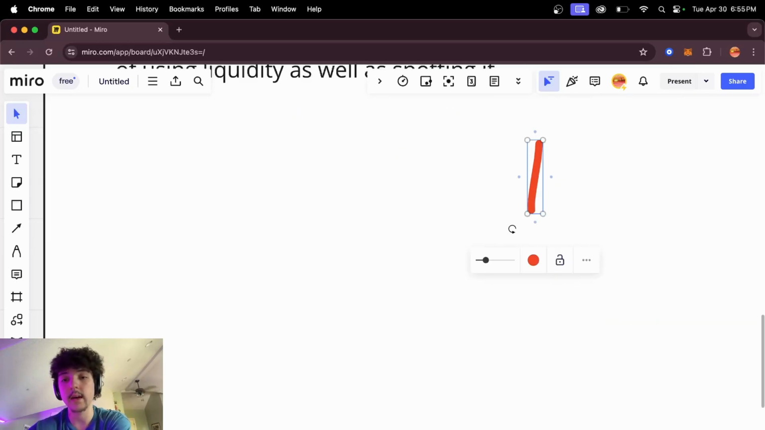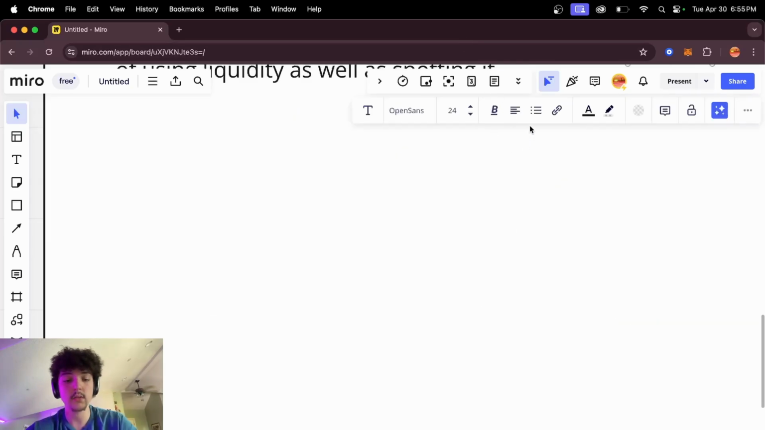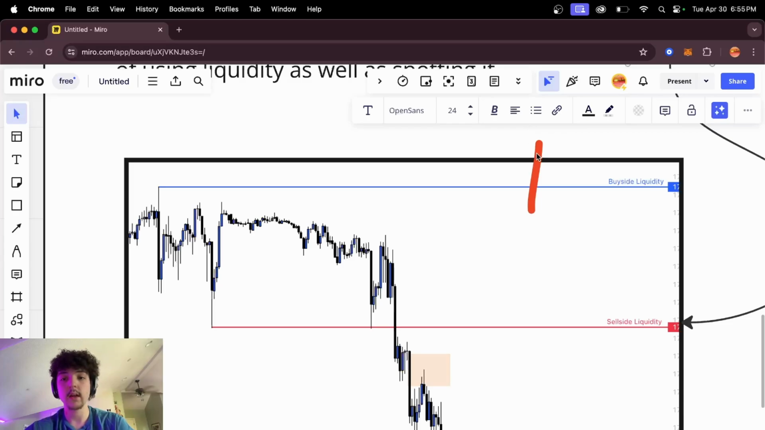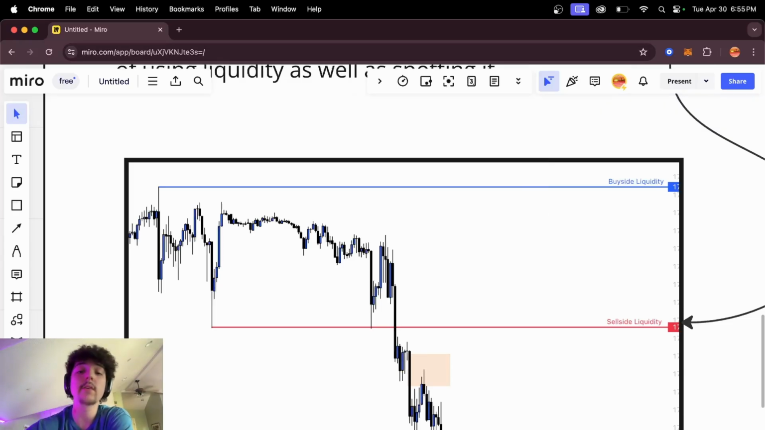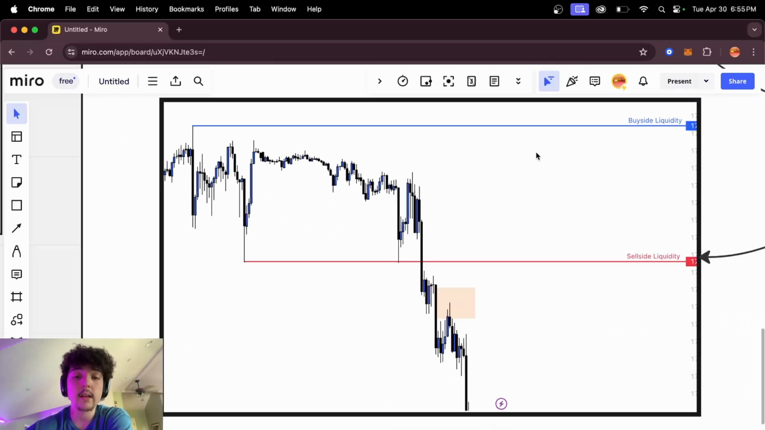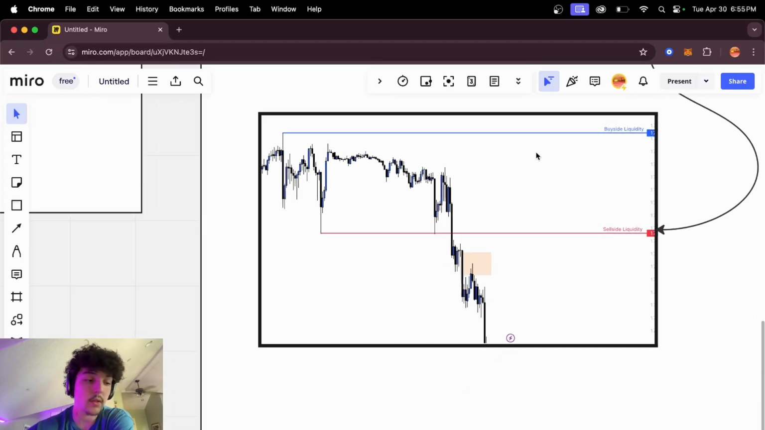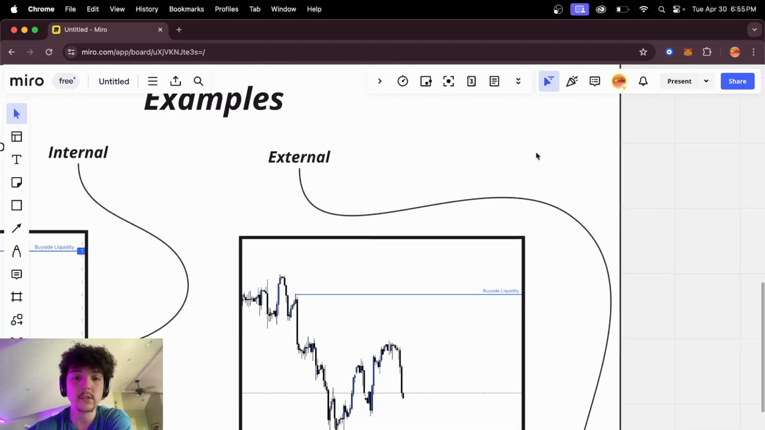Those are the things that I see when I trade, and I just screwed that up. Those are the things I look for when I trade. So that's an example of internal liquidity. Now let's look at an example of external liquidity.